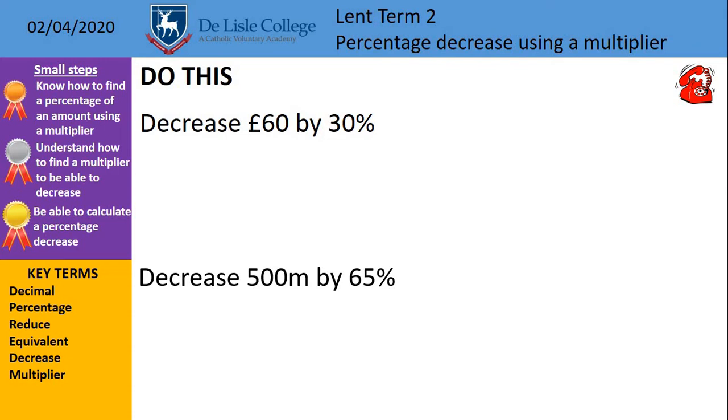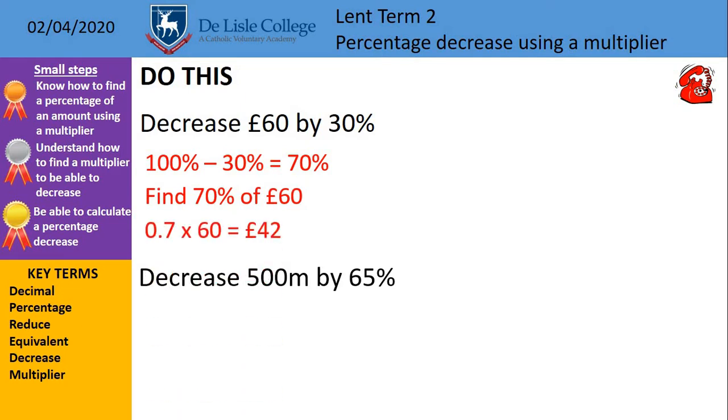So the first question, decrease £60 by 30%. First of all then, because we want to decrease by 30%, we always start with 100% of the amount. So our £60 would be 100%. We're going to decrease by 30%. So we then want to find what 70% of the amount is. So to find 70% of £60 then, we change to a decimal. So 0.7 multiplied by the 60. So decreasing £60 by 30% would give us £42.